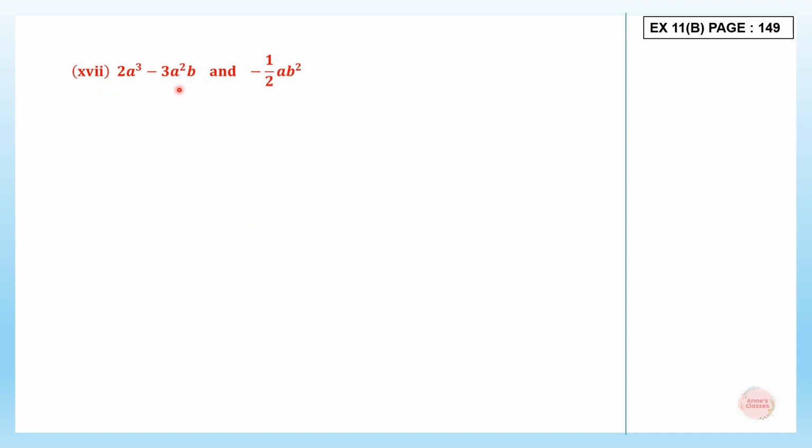Question 17. Let's multiply these. As you can see, this is a binomial and this is a monomial. So let's put the monomial first: minus 1 by 2ab square into 2a to the power of 3 minus 3a square b. So first we're going to multiply this into the first term.